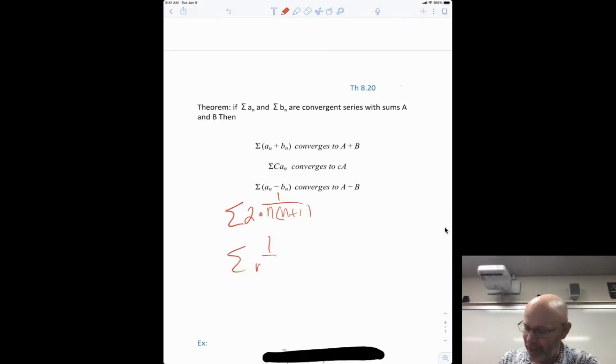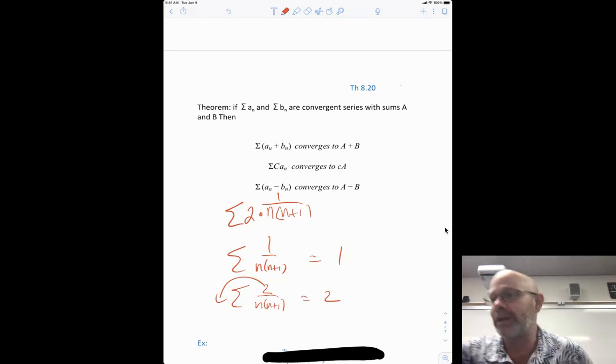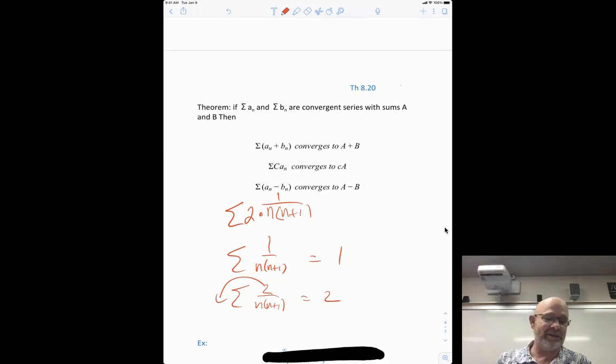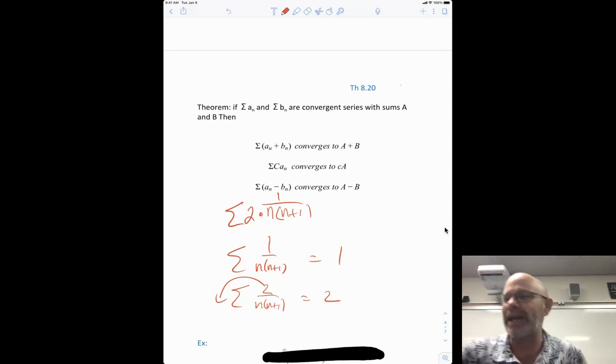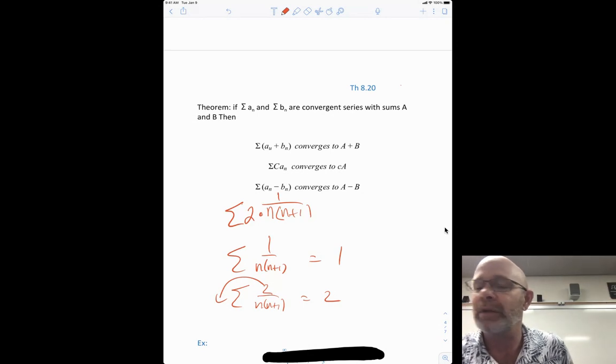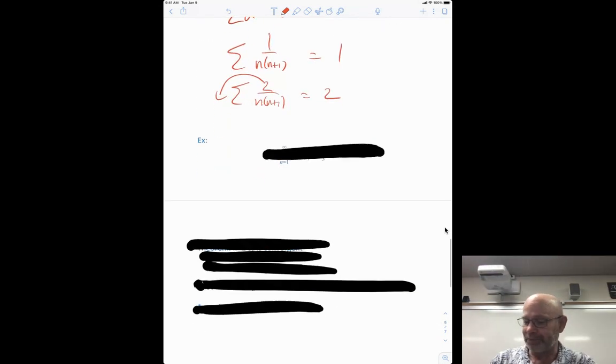Let's try this again. 1 over n times n plus 1. We know that this approaches 1, right? Which means this has to approach 2. You can factor out the 2 in essence, right? Probably something you would think was pretty obvious, but that's theorem 8.2, so you can do that. You won't ever use that theorem by name, I don't think, but you'll probably use it.